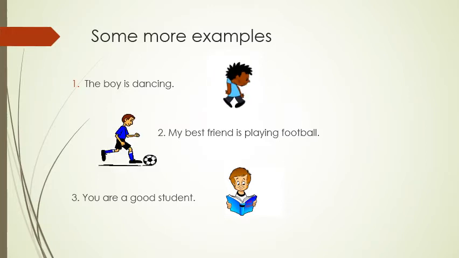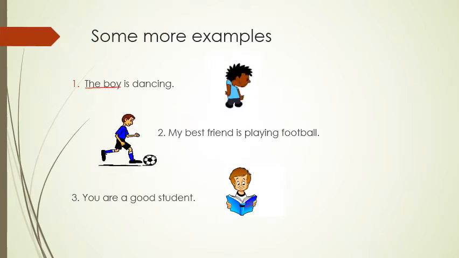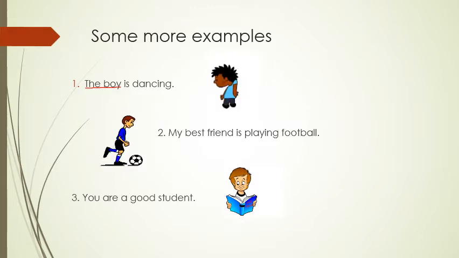As we have learned that a subject tells who or what the sentence is about. It can be a noun or a pronoun. So if I ask, who is dancing in the sentence? We can clearly say that the boy is dancing in the sentence. And what is boy? Is it a noun or a pronoun? Very good, it is a noun. So the boy in this sentence is the subject.